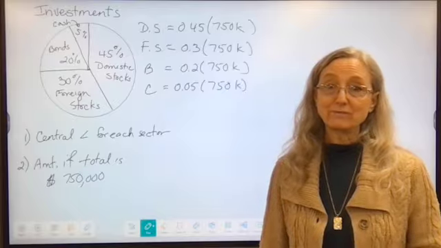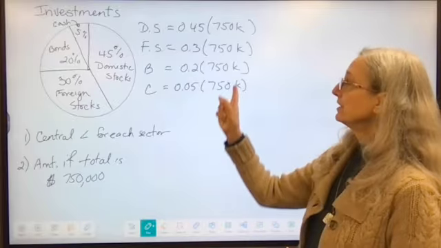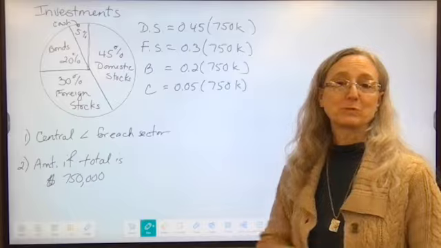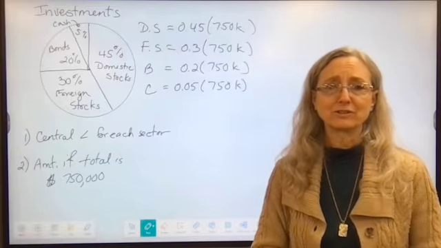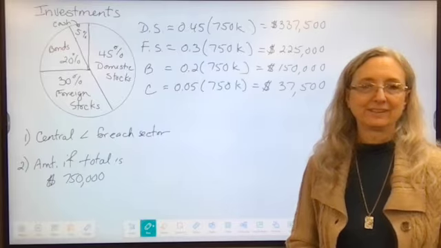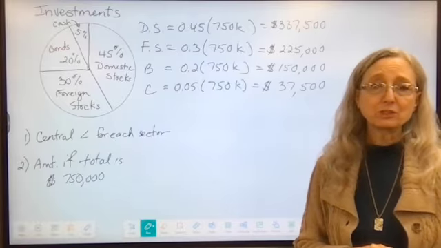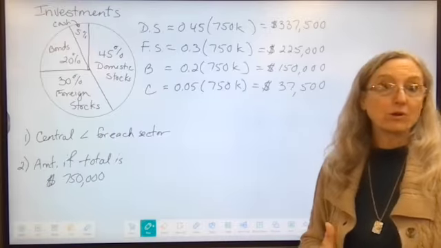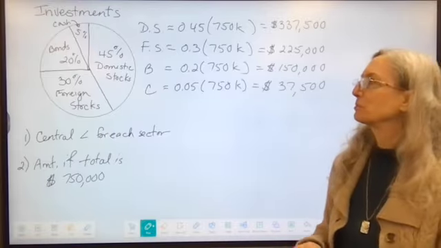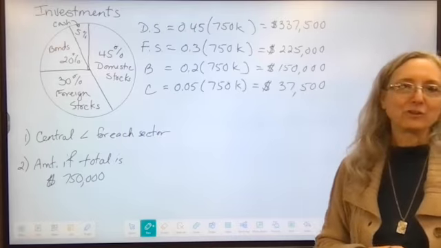So I replaced my 4 equations, and in place of 360 degrees, I replaced it with 750,000. That K is an abbreviation for 1,000. And there's our answer for how much money he has in each portion of his, or her, investment portfolio. And there you have it.